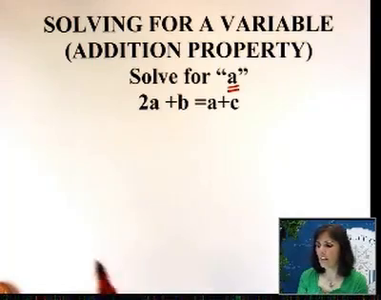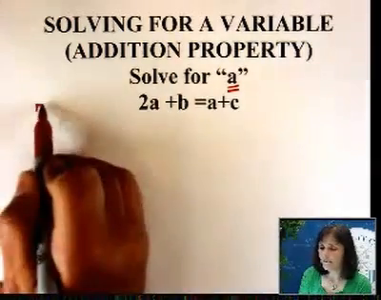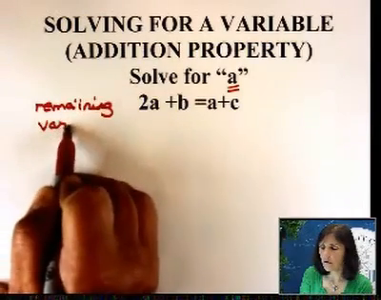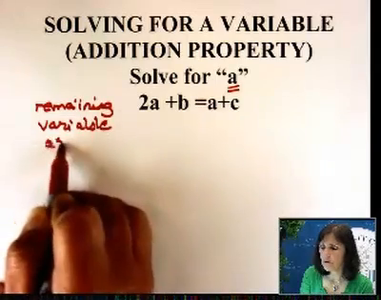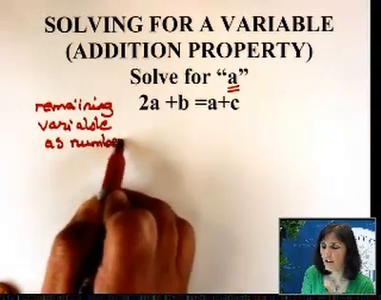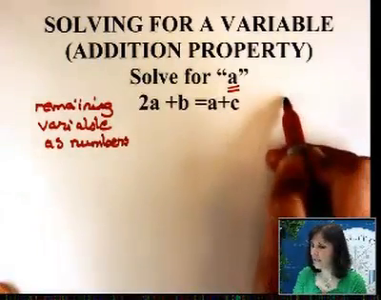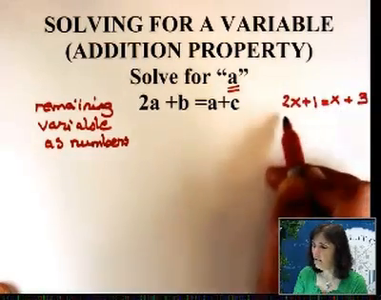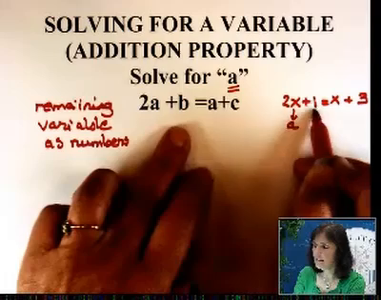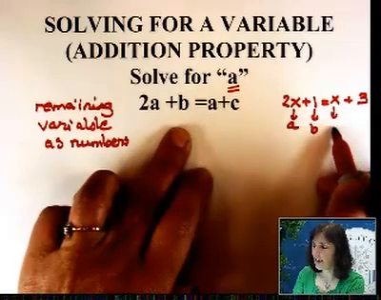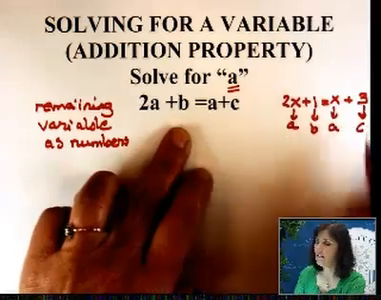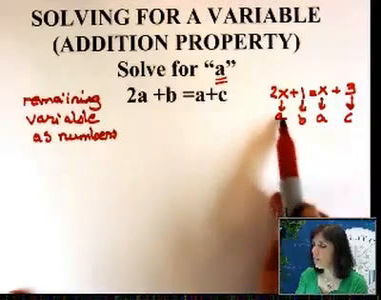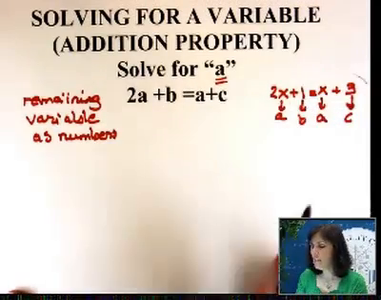The best way to think of it is think of the remaining variables as numbers. So what would you have done if you had this situation, something like that? 2x plus 1 equals x plus 3. So this is like A, this is like B, this is like A again, and this is like C. What would you have done if you had this problem instead? You would have tried to move this x over and move this 1 over here. So that's exactly what we're going to do.